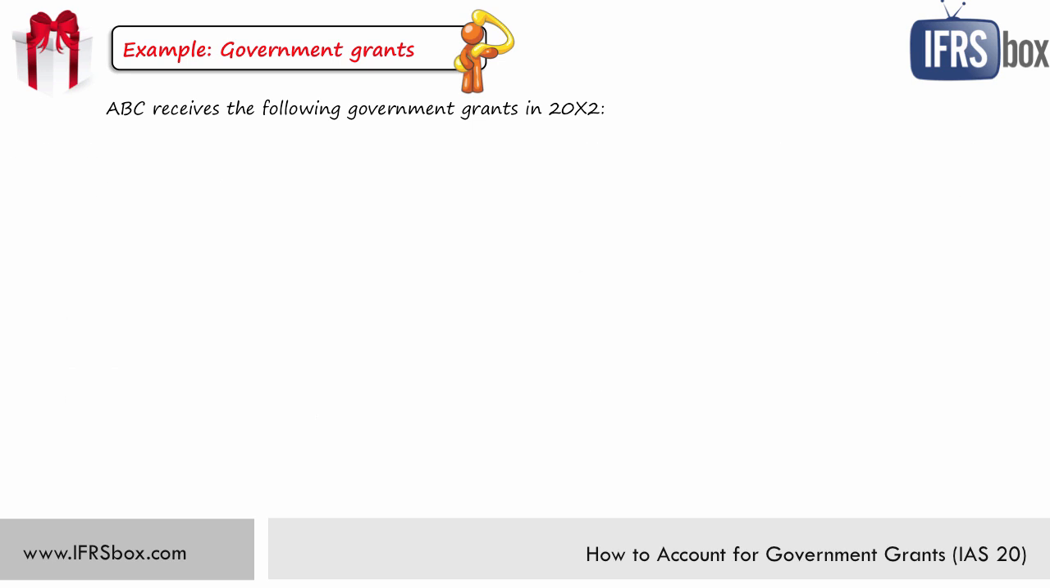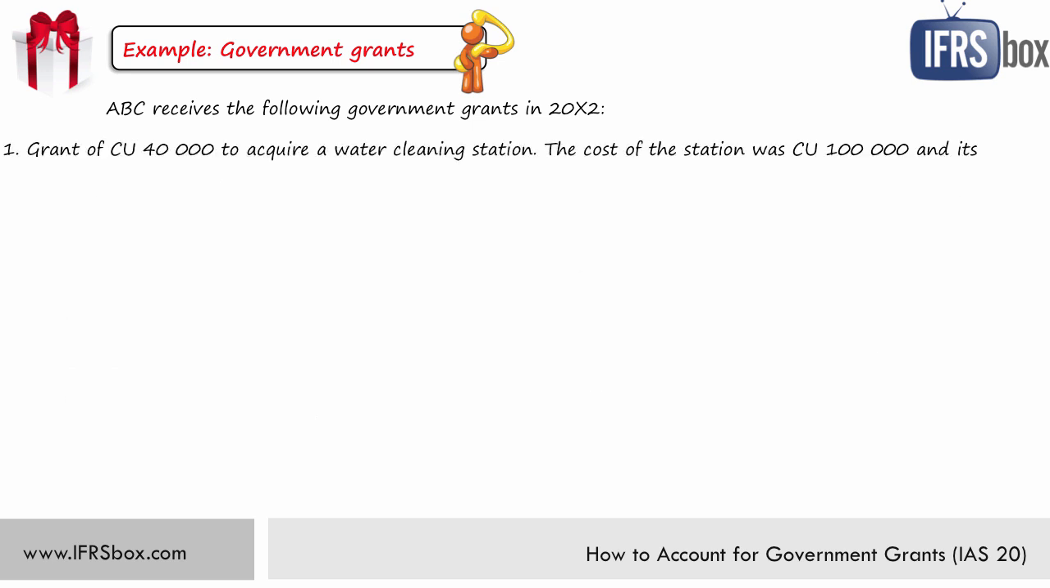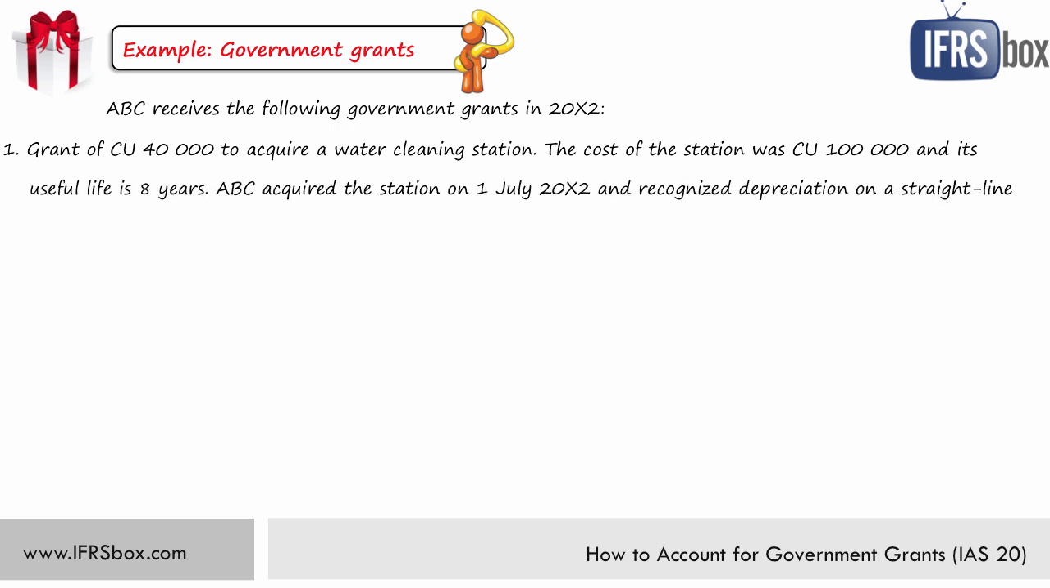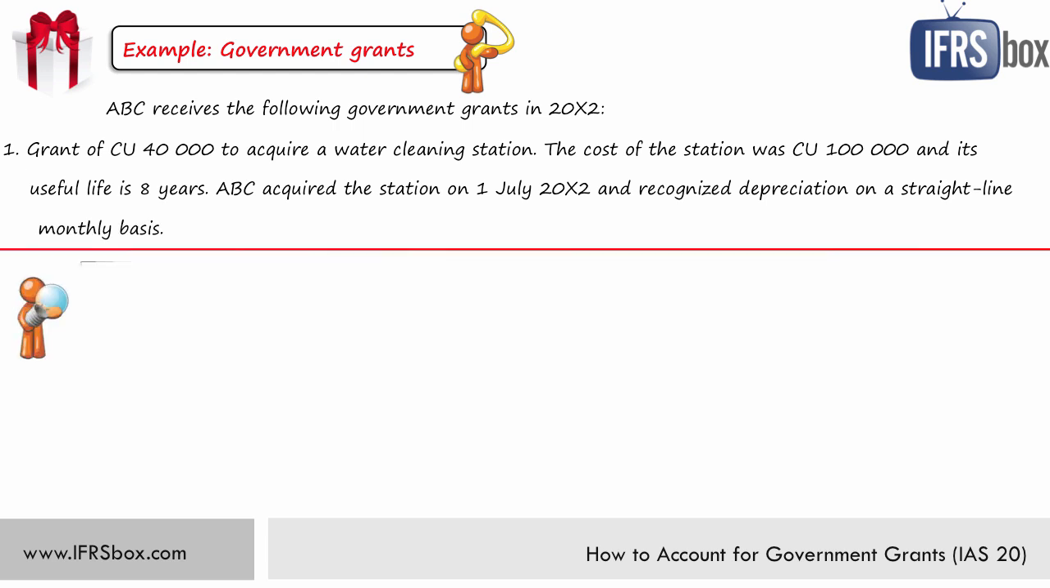Number 1, grant of 40,000 currency units to acquire a water cleaning station. The cost of the station was 100,000 currency units and its useful life is 8 years. ABC acquired the station on 1st July 20X2 and recognized depreciation on a straight line monthly basis. So this is a typical grant related to the acquisition of assets.